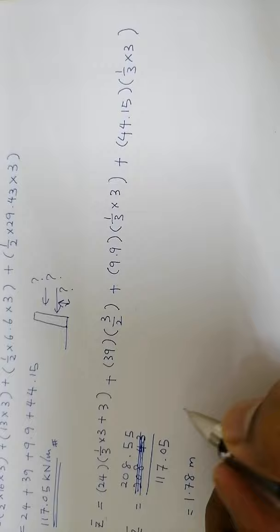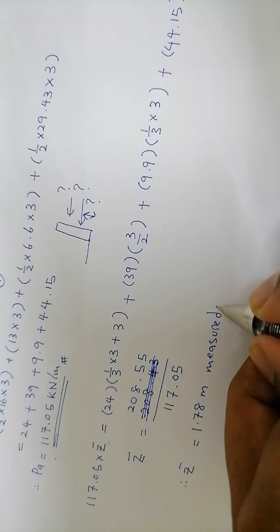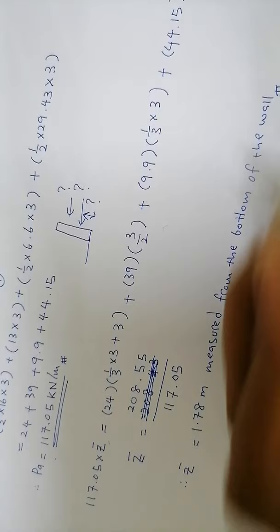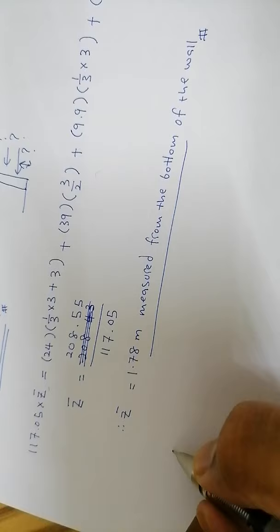Okay, you have to write this a bit. Measured from where? Okay, so measured from the bottom of the wall. Okay, so this is the answer. So you can do a bit of summary, okay, or maybe you can draw a bit here. So this is your, sorry, I hope you can see this.